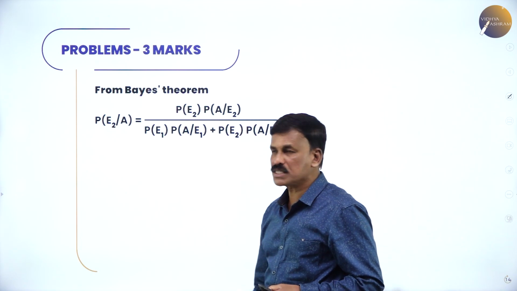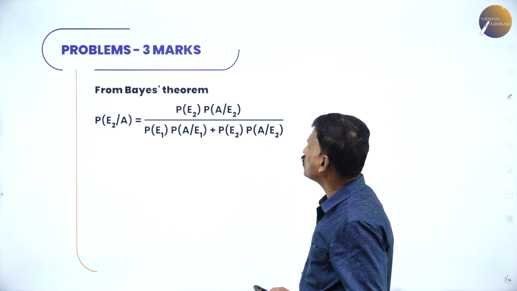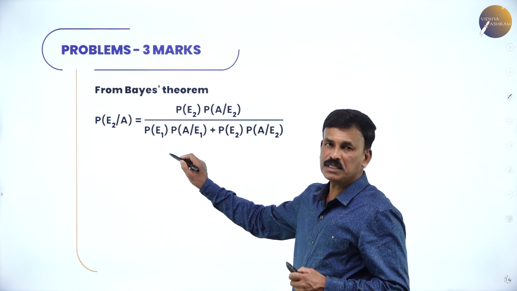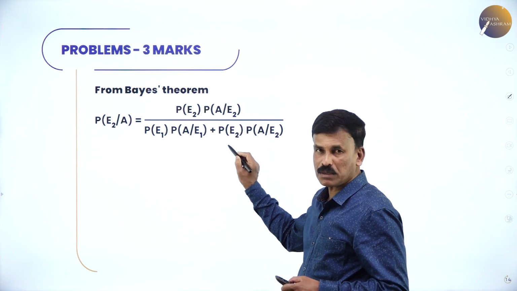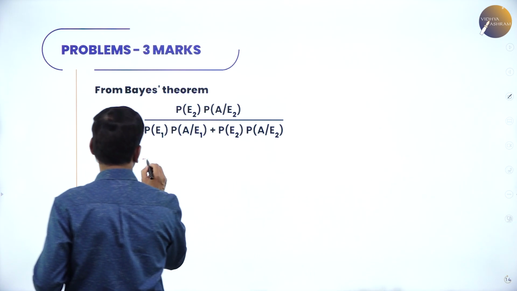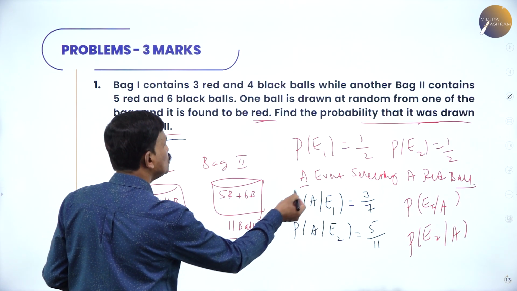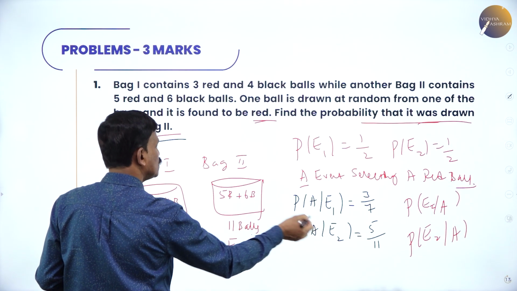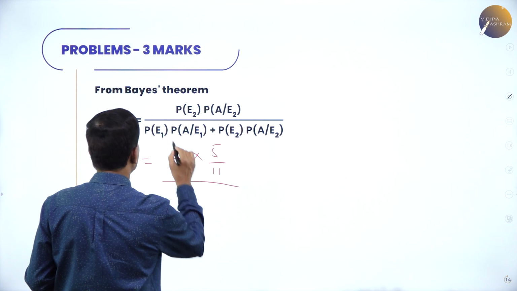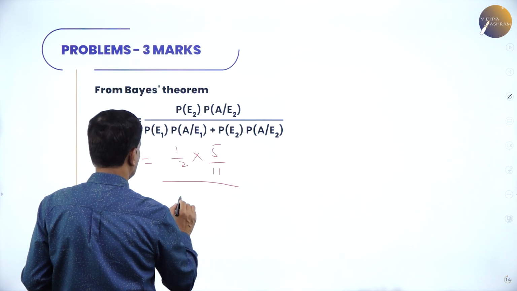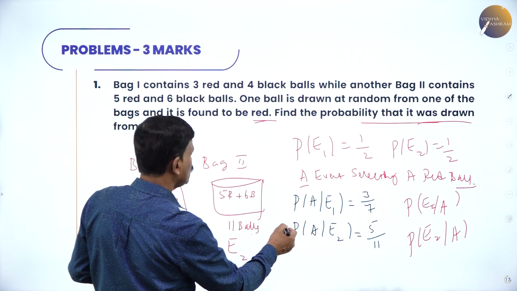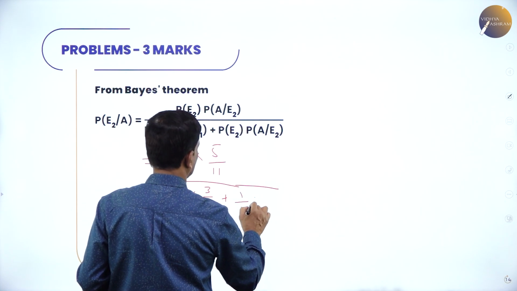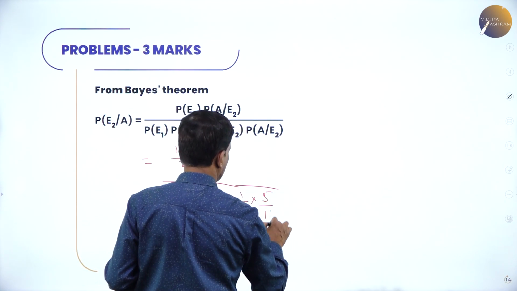So by Bayes' theorem, what is the formula? Probability of E2 by A is equal to probability of E2 into probability of A by E2, divided by probability of E1 into A by E1 plus probability of E2 into A by E2. Now what is this equal to? Probability of E2 is 1 by 2 into probability of A by E2 is 5 by 11, whole divided by probability of E1 is 1 by 2 into probability of A by E1 is 3 by 7, plus probability of E2 is 1 by 2 into A by E2 is 5 by 11.